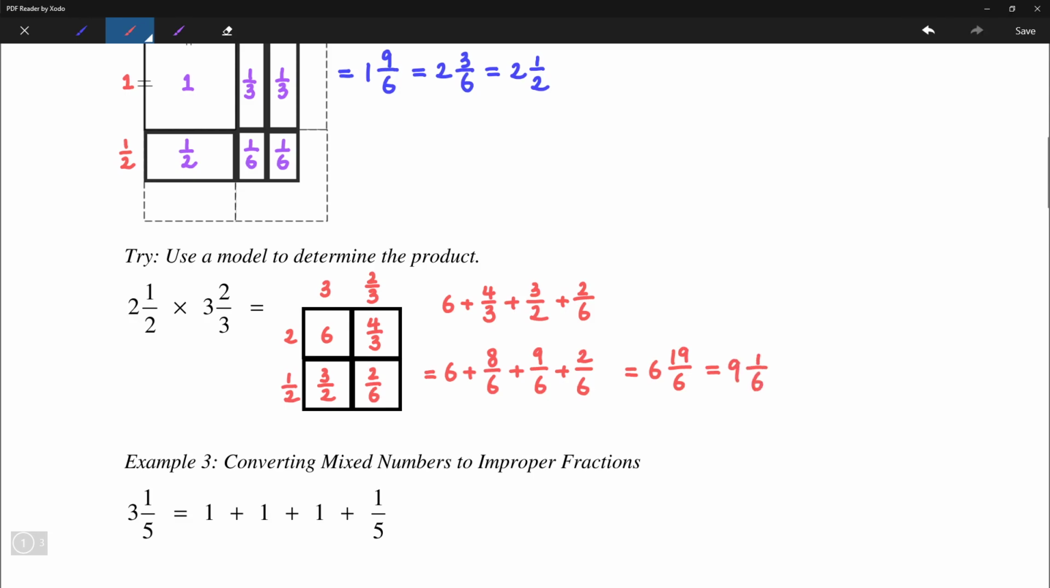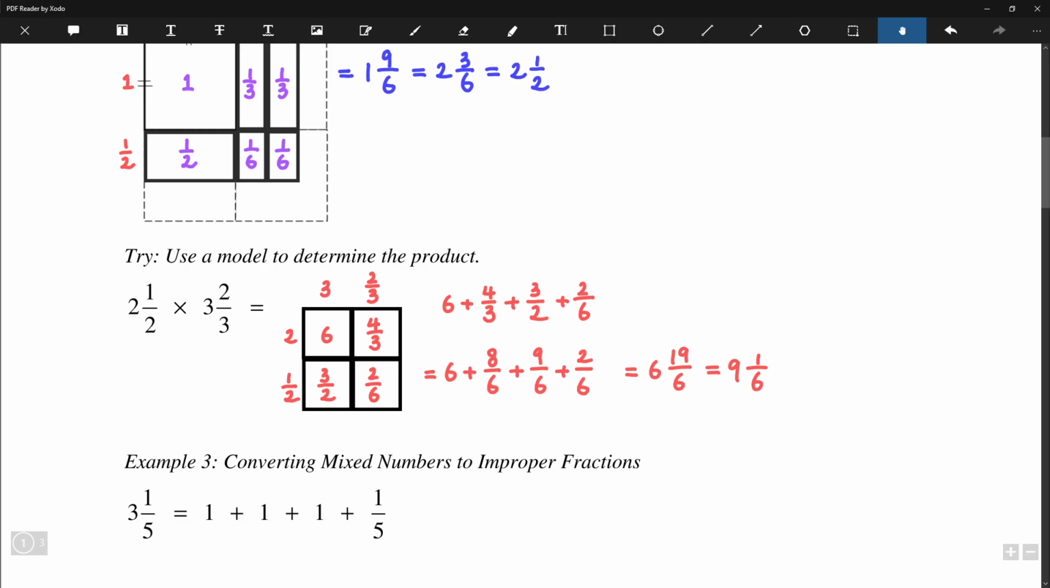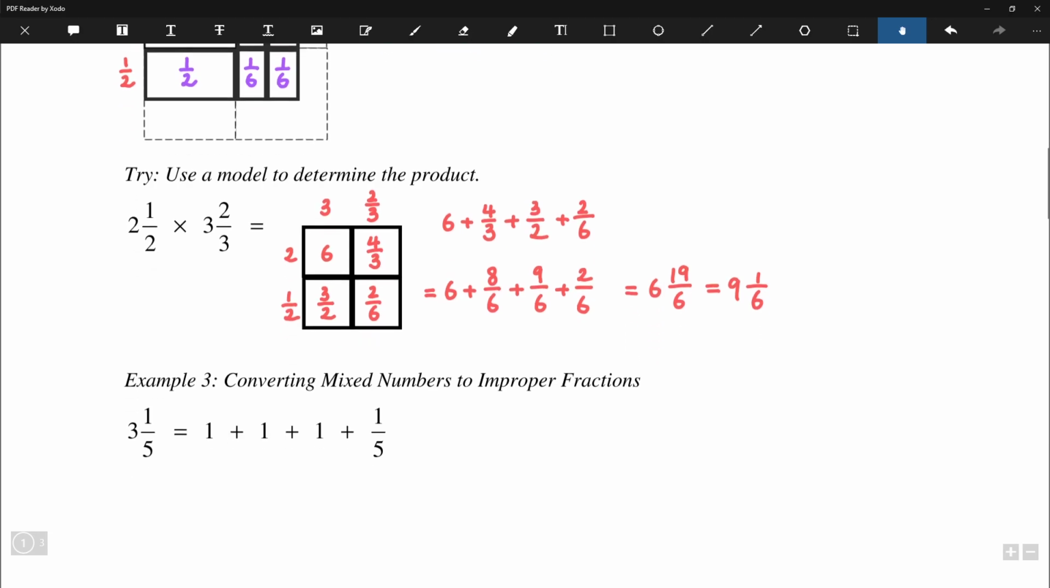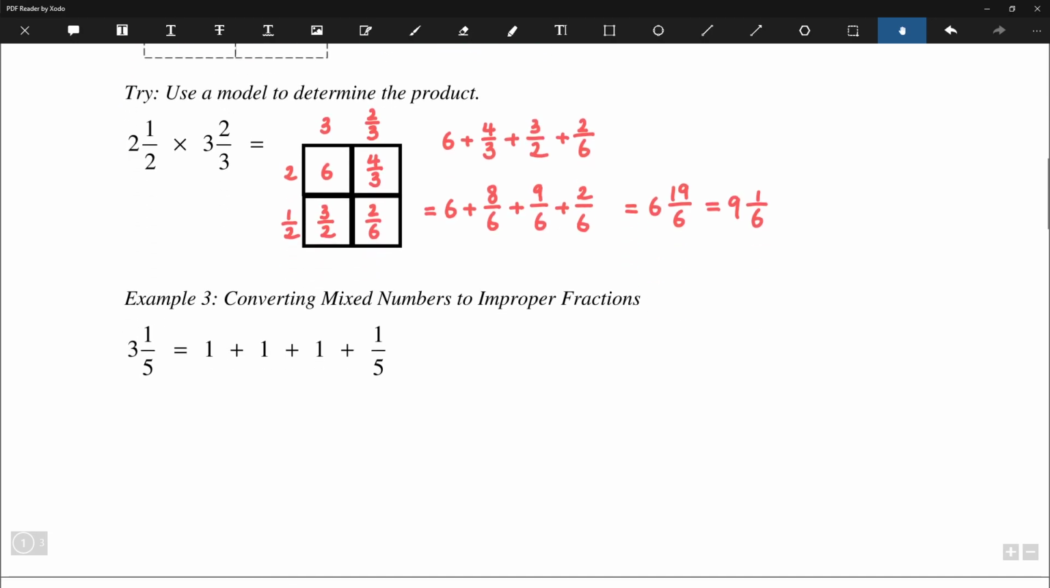And that's it. So the idea is we don't necessarily want to draw an area model every time we multiply mixed numbers together or improper fractions together. So we're looking for maybe a quicker way. So let's look at converting mixed numbers into improper fractions.